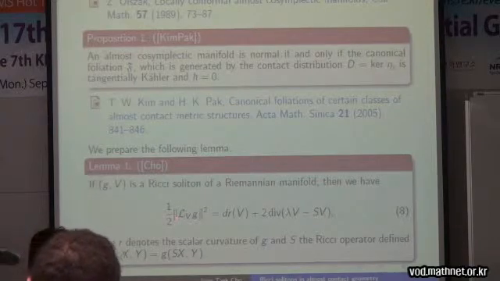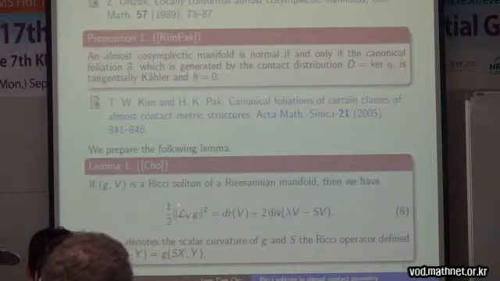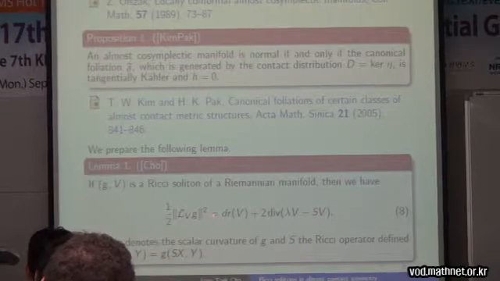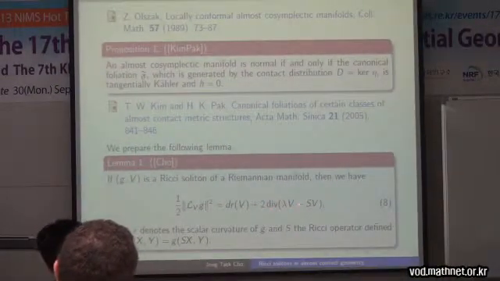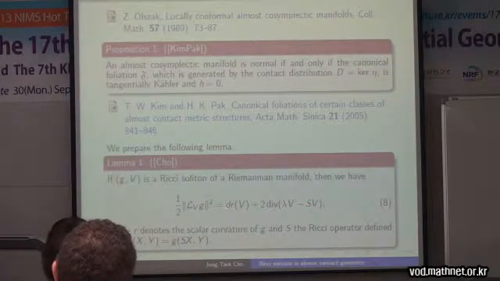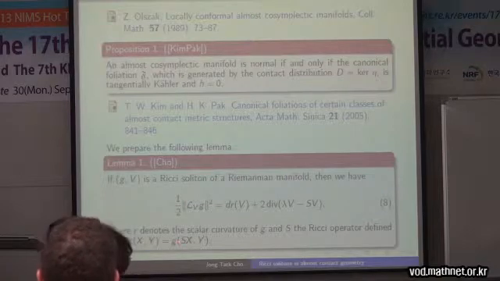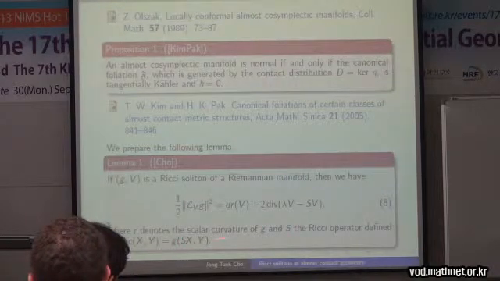Then we have 1/2 the square of the norm of L_V g is ΔR_V plus 2 times divergence of λV minus SV. Here R is the scalar curvature of M, and S is the Ricci operator associated with the Ricci 2-tensor.